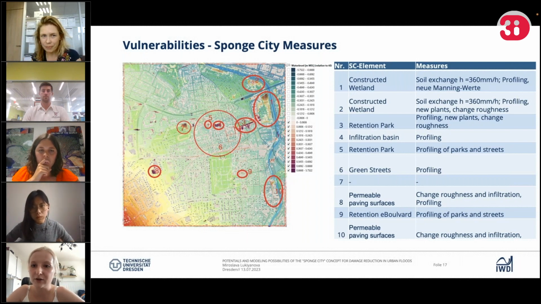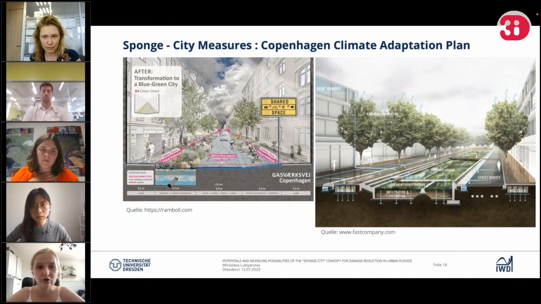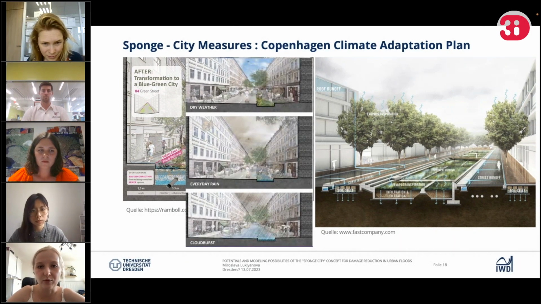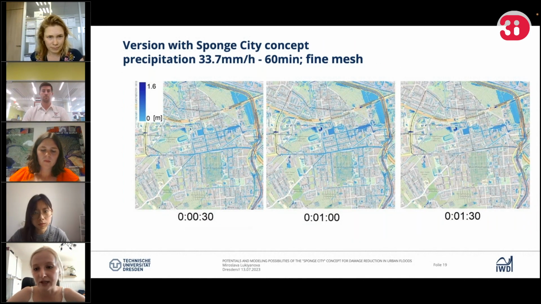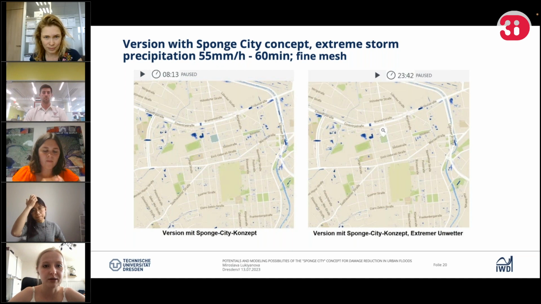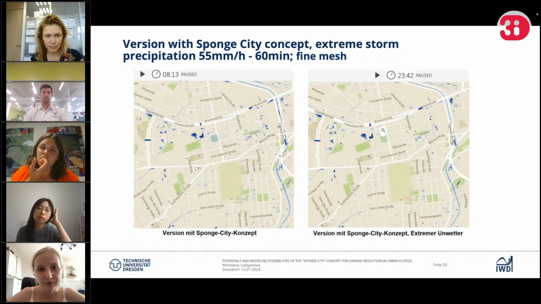Yes, as you can see here, I made about 10 measures of spongicity elements to build into the second model. Here we compare some buildings, so you can see how exactly it should look in reality, which was built in the Copenhagen climate adaptation plan, as well as spongicity. And there we can see that some problematic areas store not as much water as in the basic version, as well as in the spongicity concept with extreme weather.